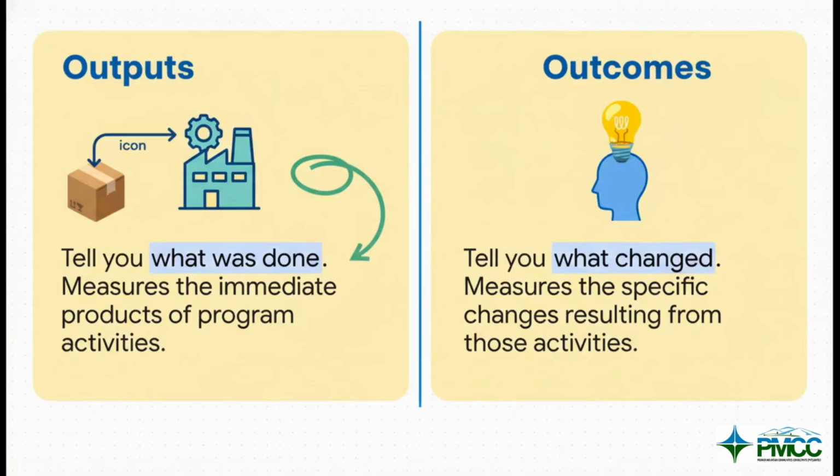Okay, I really want you to lean in for this one, because the difference between outputs and outcomes is probably the single most important and the most commonly confused idea for anyone new to M&E. Here's the key. Outputs tell you what was done. They measure your activities. Outcomes tell you what changed as a result. They measure the consequences. It's the difference between being busy and actually being effective.